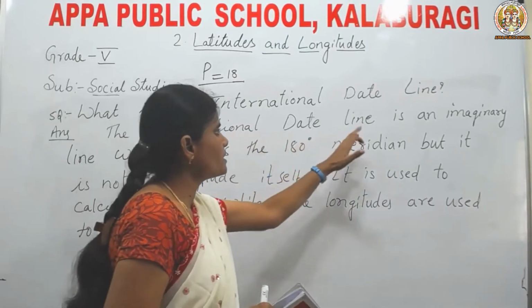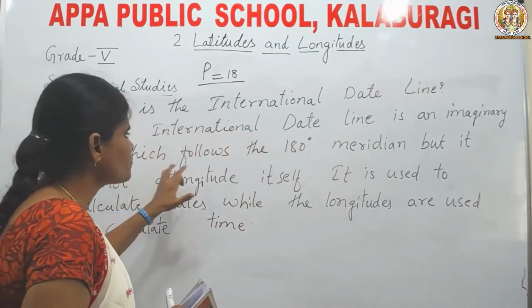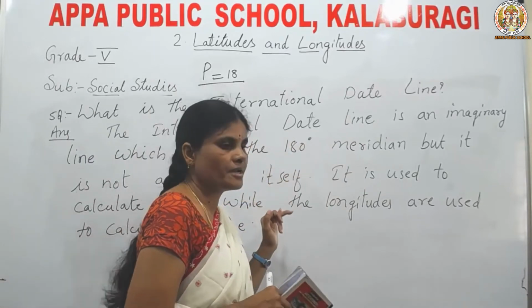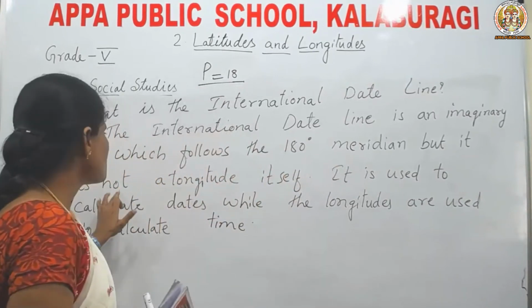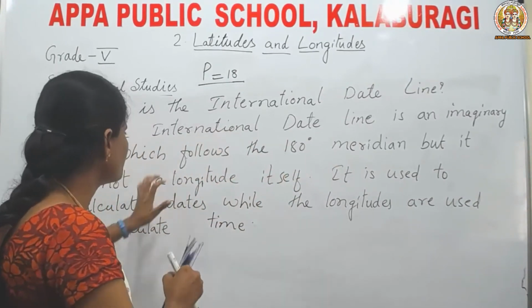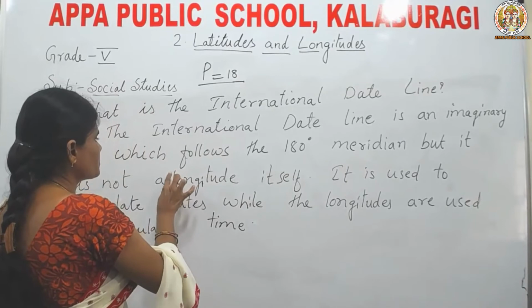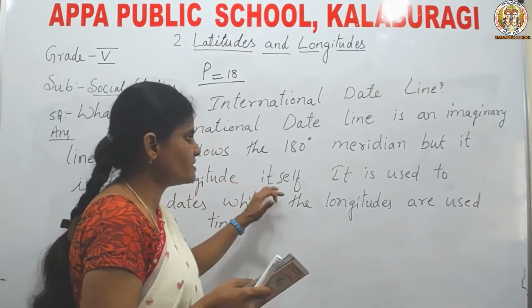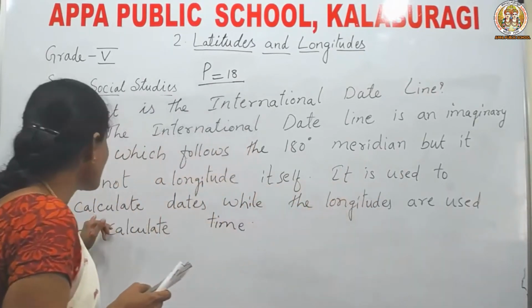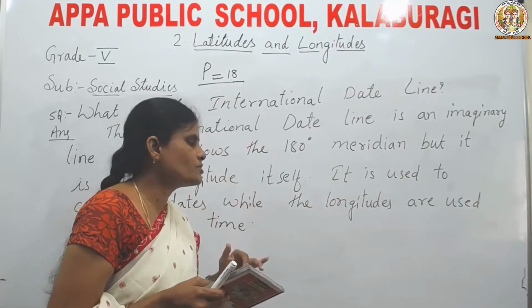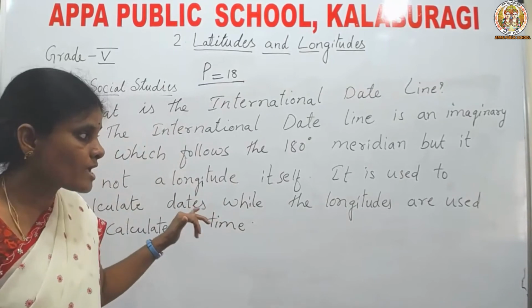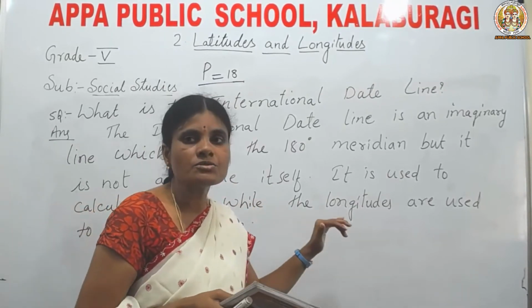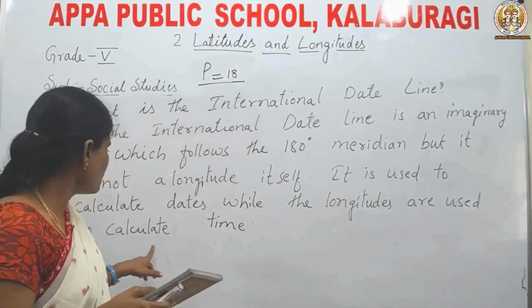The international dateline is an imaginary line which follows the 180 degree meridian. But it is not a longitude itself. It is used to calculate dates while the longitudes are used to calculate the time. International dateline is used to calculate the dates. Longitudes are used to calculate the time.